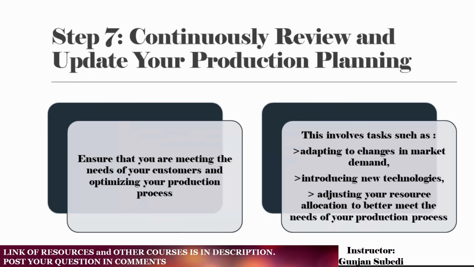Step number 7. Continuously review and update your production planning. Production planning is an ongoing process, and it is important to regularly review and update your production planning to ensure that you are meeting the needs of the customers and optimizing your production process. This may involve adapting to changes in market demand, introducing new technologies, or adjusting your resource allocation to better meet the needs of your production process.